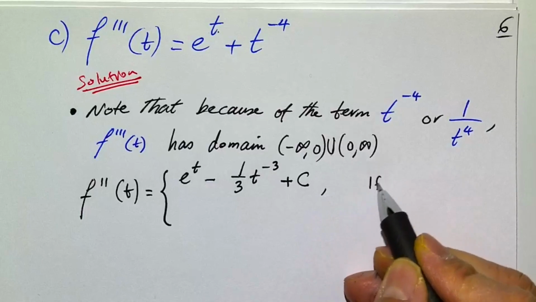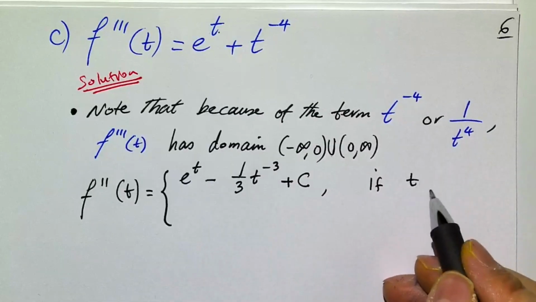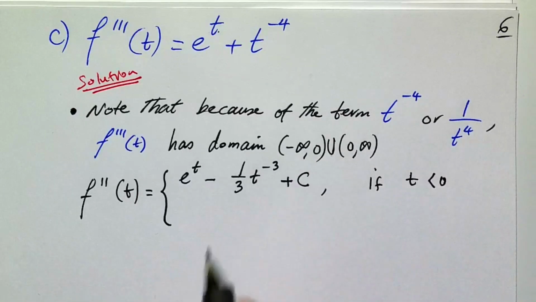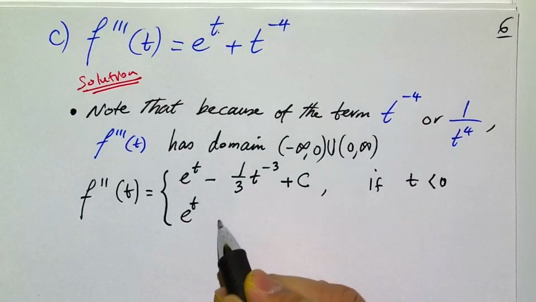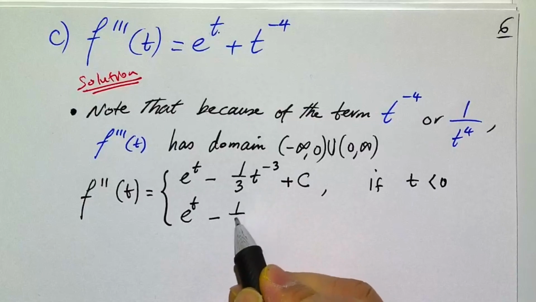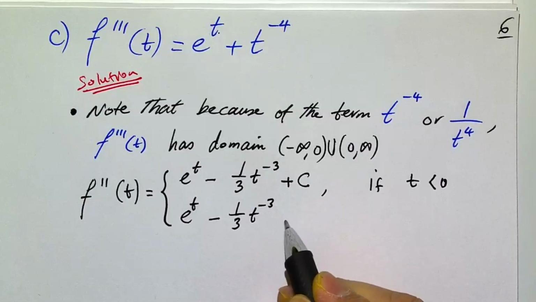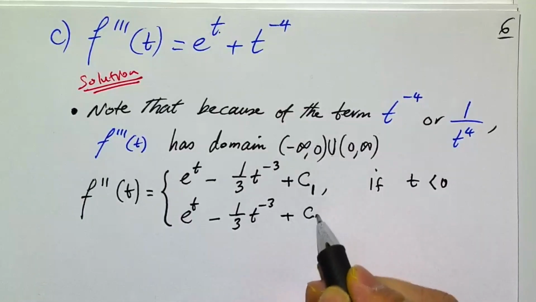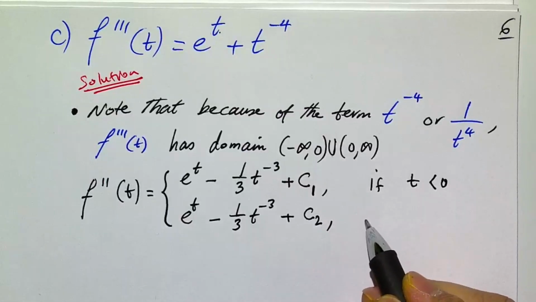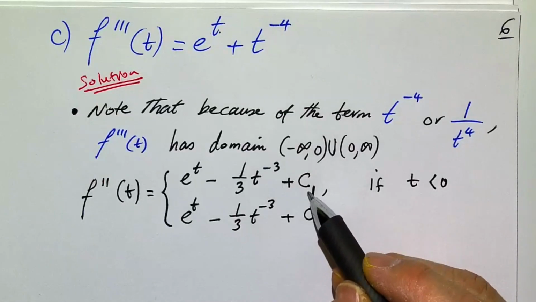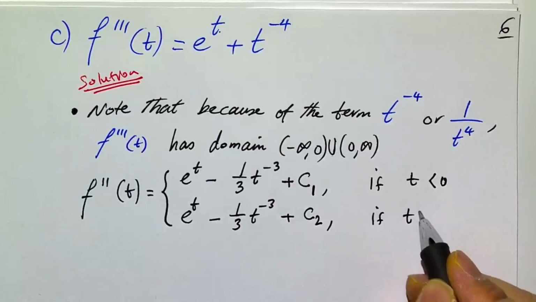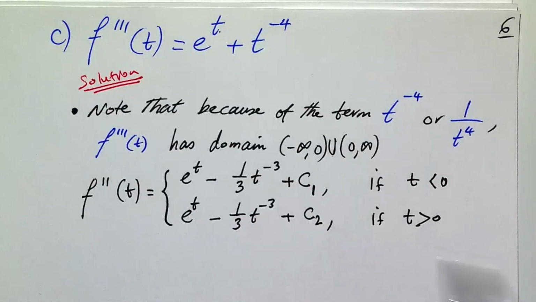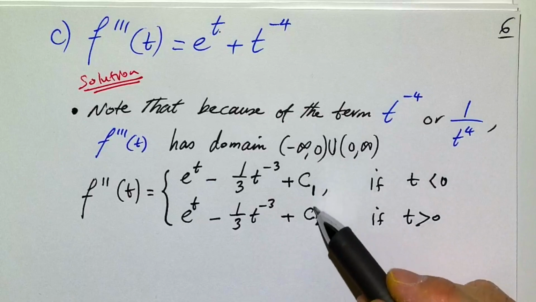So then if t, in this case, let's say it's in this interval, less than 0. Okay, and then of course e to the t, the same thing, minus 1/3 t to the -3 plus, well, let's call this c1, because I'm going to need another constant, c2, because they're in different intervals. So this is t greater than 0, and that's t less than 0. They can never be the same. It's not possible for them to be the same constant. So I just want to distinguish c1, c2.